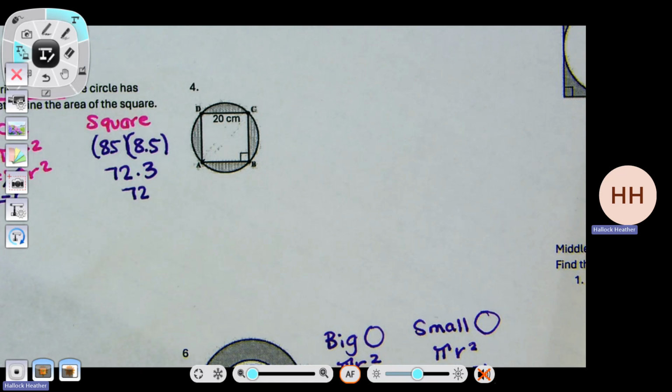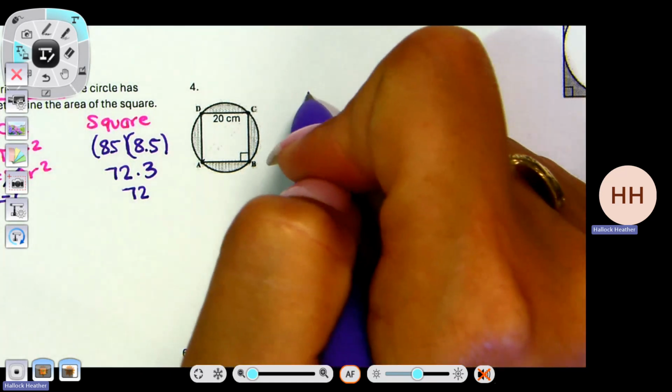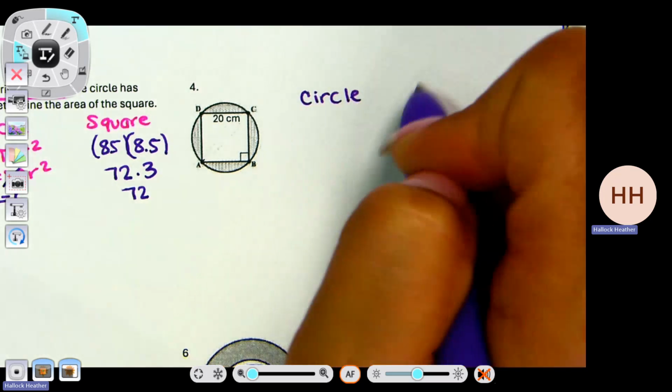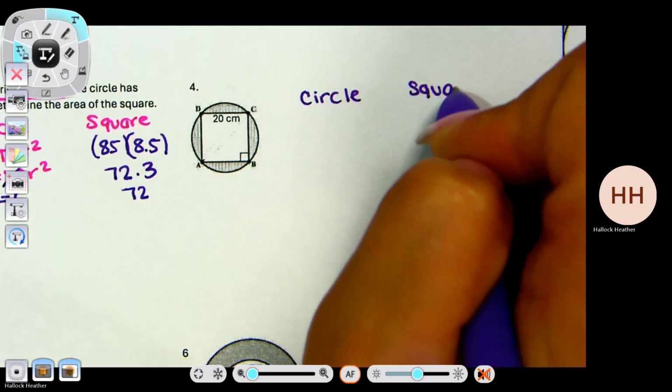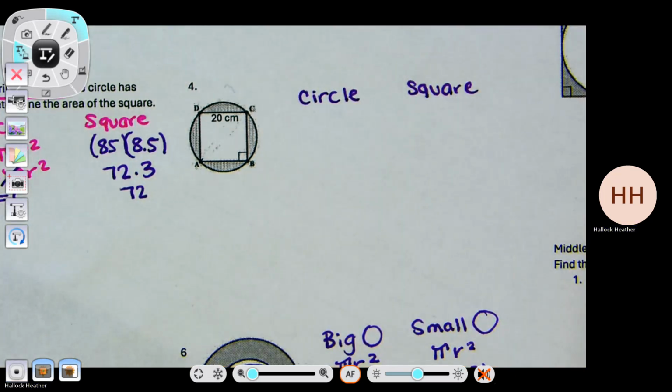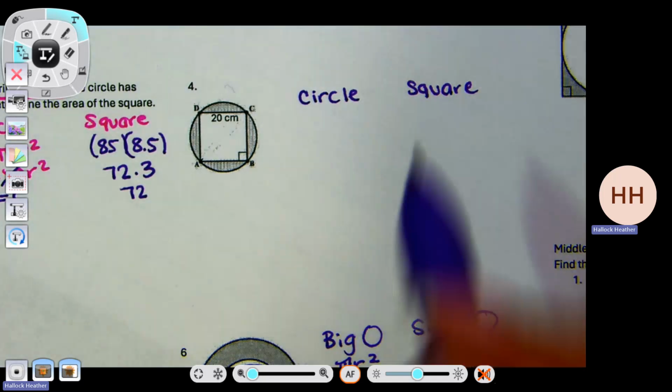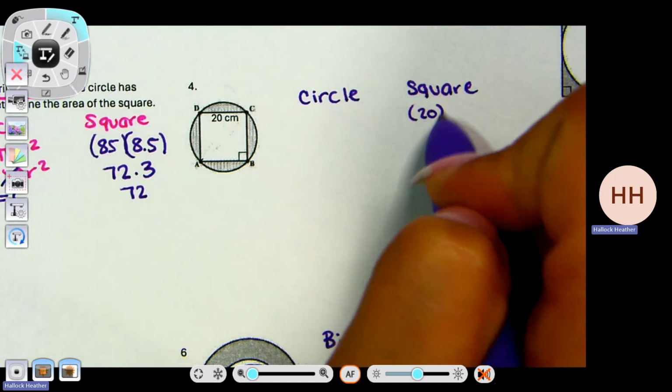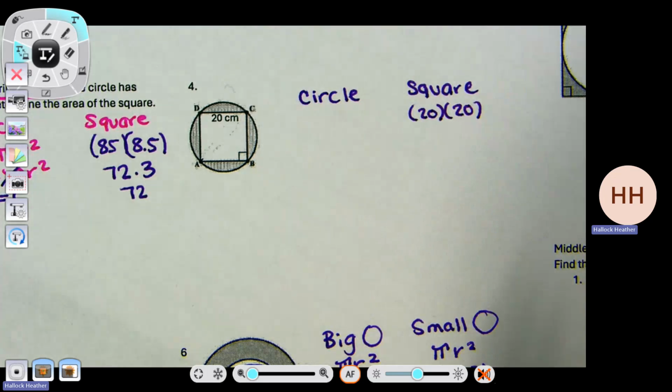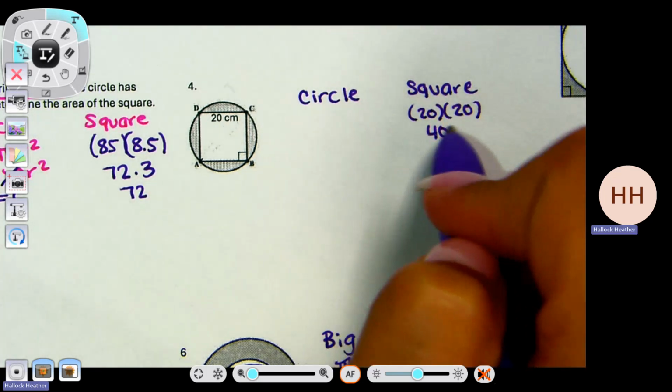Okay. So let's think about what we got. We need to find the circle. We need to find the square. This time I'm not given the area of the circle. This time I'm given 20. So do you think I should find the square first or the circle first? What's going to be easier? Square. So square is just base times height, so 20 times 20. So that, how much? 400. Okay, so square is done.